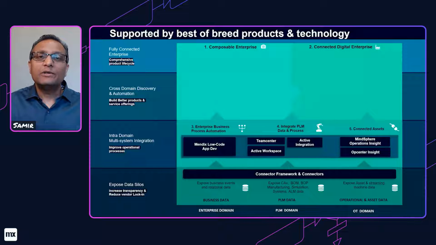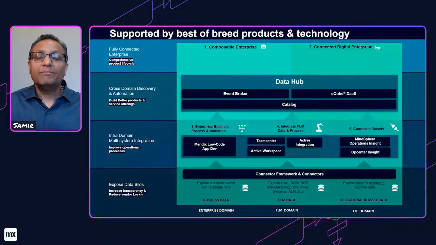As you mature into the cross-domain area, bringing information from different pieces is where the Data Hub steps in. With the combination of the catalog, the broker, and the EQ DAS capabilities, you have the ability to start pulling information from all these different sources in conjunction with the catalogs to create a federation between the data pieces across these different environments, different systems, and enable the process orchestration between them.